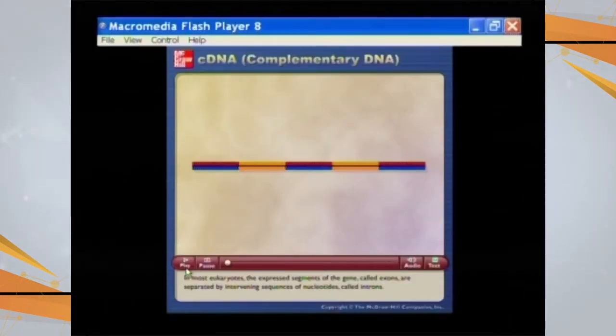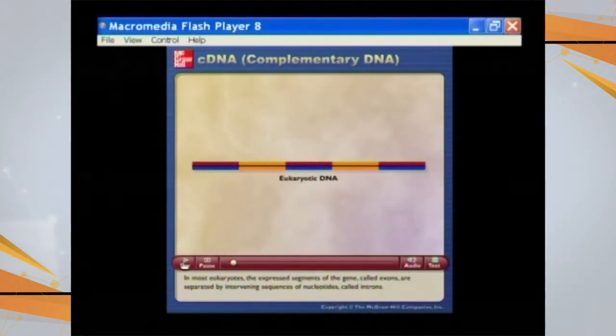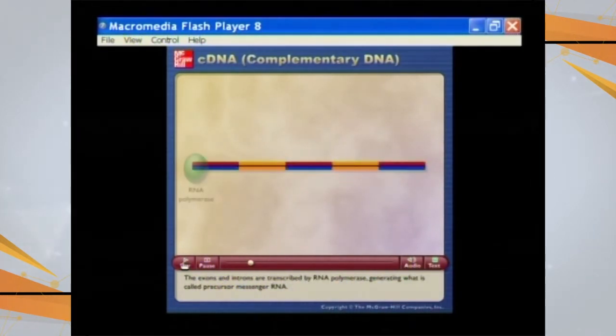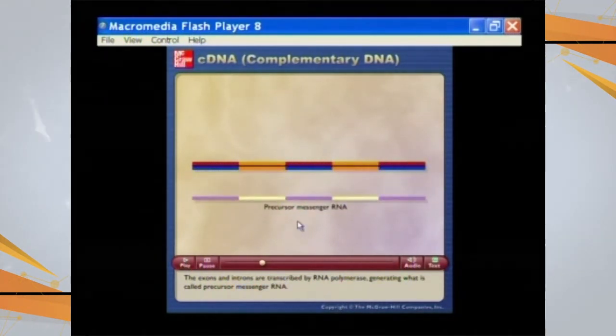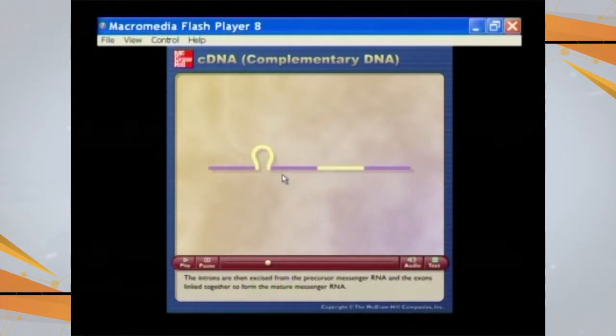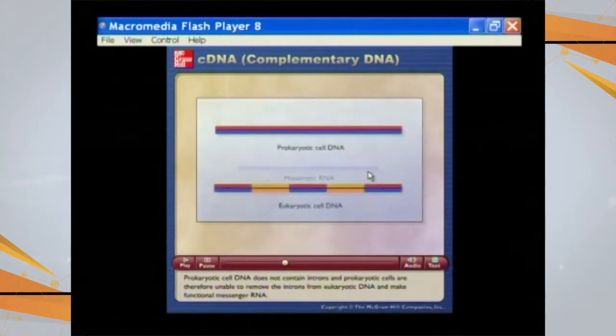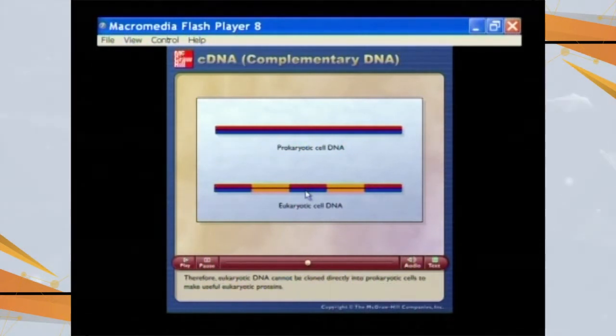Looking at one of the animations, this is a eukaryotic DNA strand, and this strand has the active portions called exons and inactive portions called introns. RNA polymerase makes a copy of that in the form of precursor messenger RNA. These inactive parts are taken away, they are spliced, and the actual messenger RNA is present here. In a prokaryotic cell, because introns and exons are not there, this process does not happen, and this is very precise only for eukaryotic cell DNA.